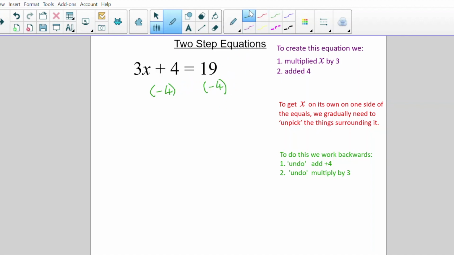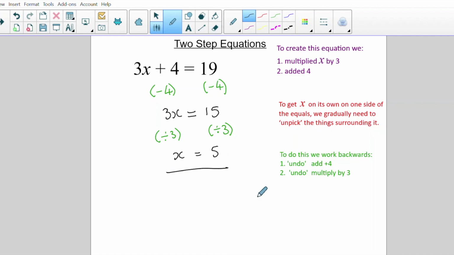So write our instruction in green and then follow the instruction. Taking away 4 from the left gets rid of the plus 4, so I'm just left with 3x. Taking away 4 from the right, 19 take away 4 is 15. So that's step 1, take away 4. Now I want to get rid of this 3 in front of the x, which is x multiplied by 3. The opposite of multiplying by 3 is dividing by 3. So remember, dividing by 3 gets rid of the 3 in front of the x, and then 15 divided by 3 is 5. So there's my solution to my two-step equation.